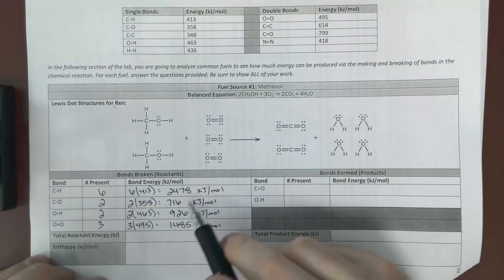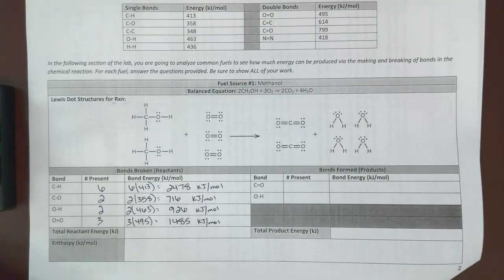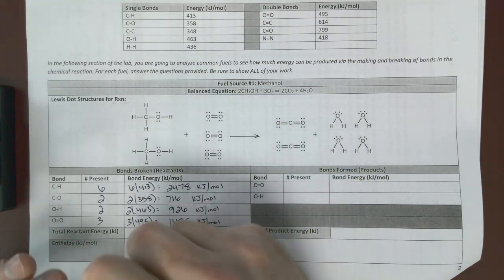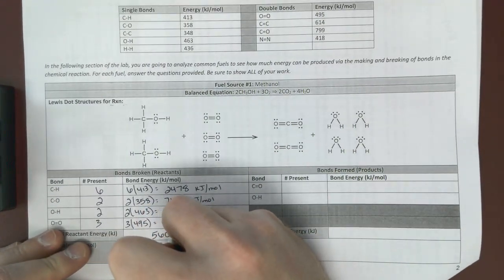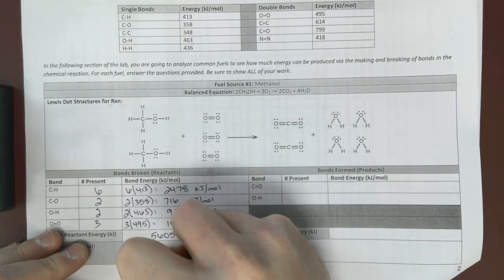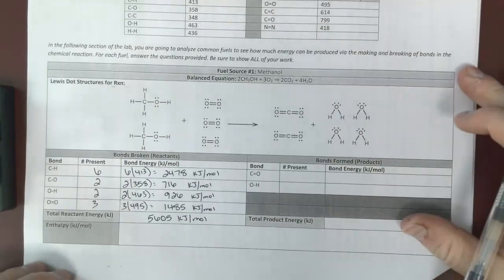All right, and the last thing I have to do is add these all up. So 2478 plus 716 plus 926 plus 1485. And I get 5,605 kilojoules per mole. Okay, so now let's do the other side.